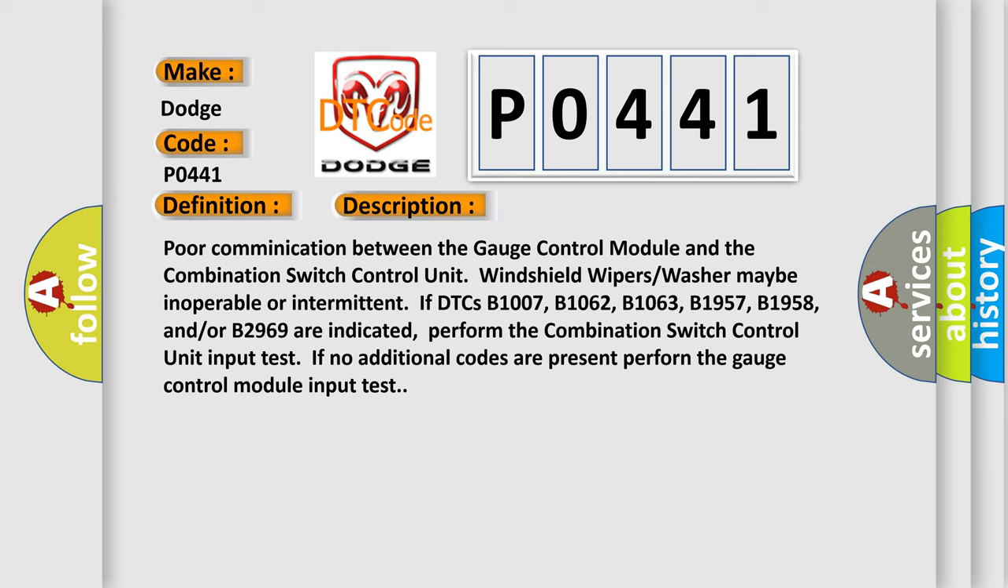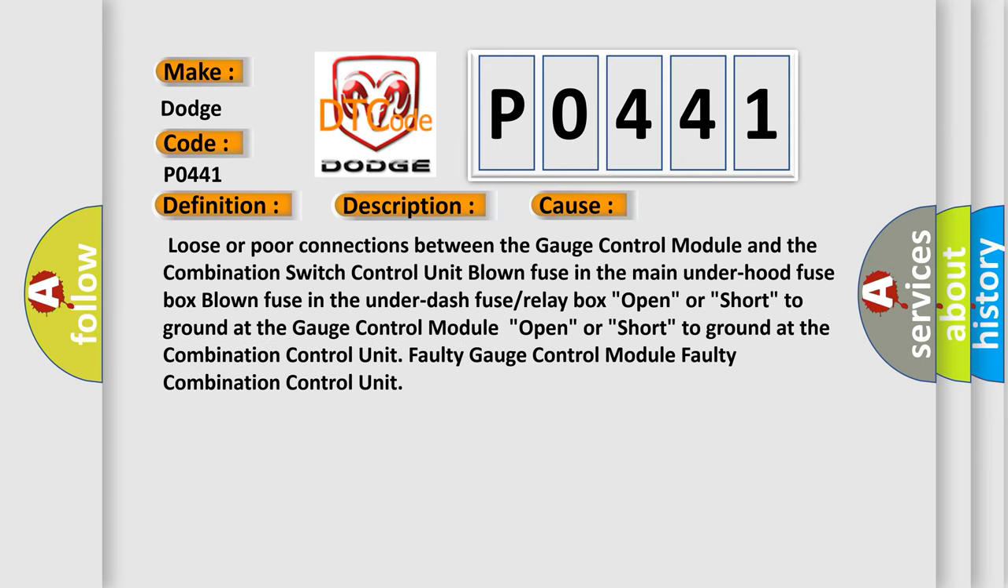This diagnostic error occurs most often in these cases: loose or poor connections between the gauge control module and the combination switch control unit, blown fuse in the main underhood fuse box, blown fuse in the under dash fuse or relay box, open or short to ground at the gauge control module, open or short to ground at the combination switch control unit, faulty gauge control module, faulty combination switch control unit.